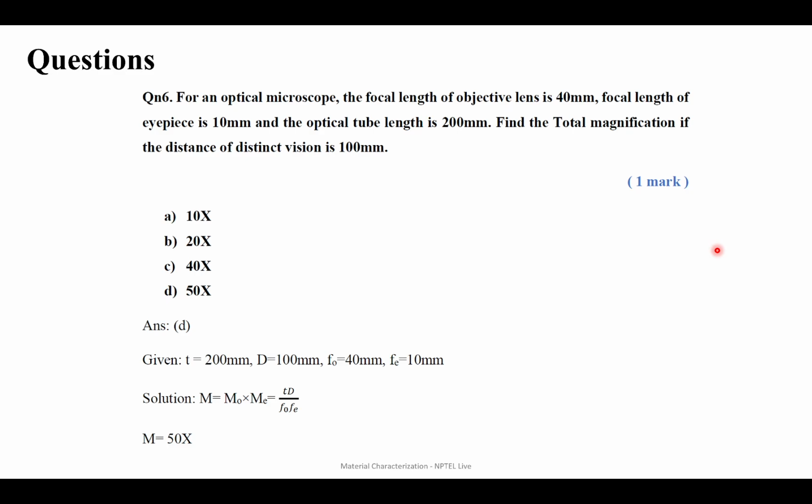So you are given T equals 200 mm, D equals 100 mm, F of objective equals 40 mm, and F of eyepiece equals 10 mm. The total magnification will be the magnification of the objective times the magnification of the eyepiece. That will be T by FO into D by FE, which if you put together you will get 50x.